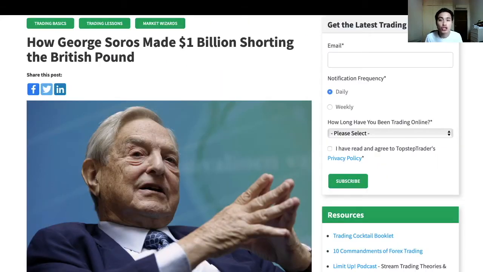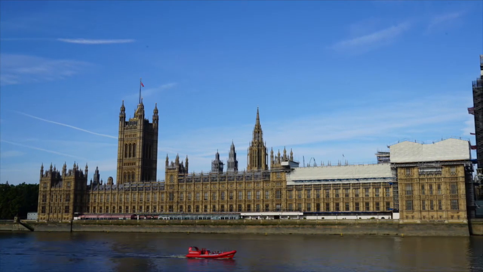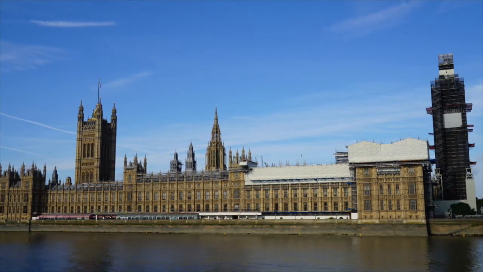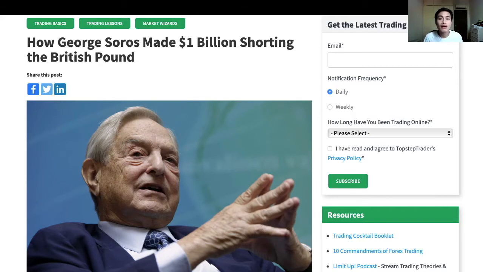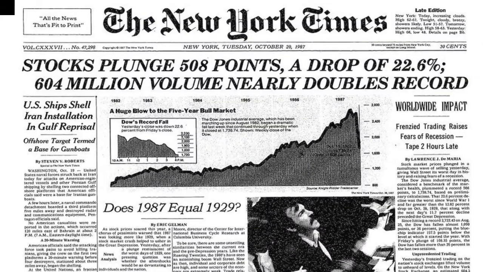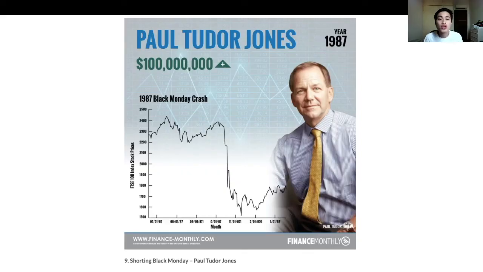One of them is George Soros. George Soros is famously or infamously known as the man who broke the pound. Back on September 16, 1992, also known as Black Wednesday, George Soros, alongside other speculators, shorted the English pound. The English pound declined substantially during that period, and George Soros made a cool $1 billion as a result of shorting the British pound. Another very successful trader who enters long and short positions is Paul Tudor Jones. And during the Black Monday crash of 1987, Paul Tudor Jones made a profit of $100 million shorting the market.